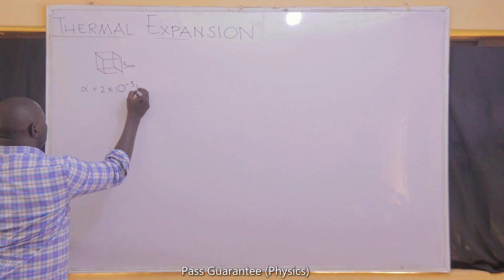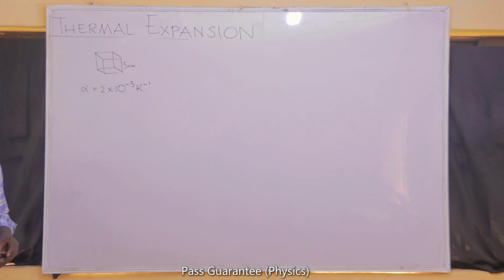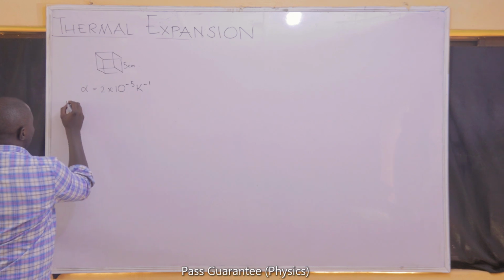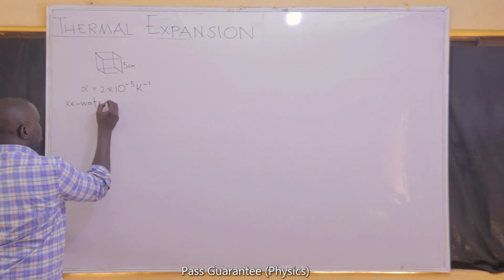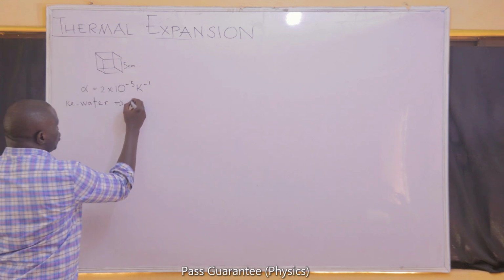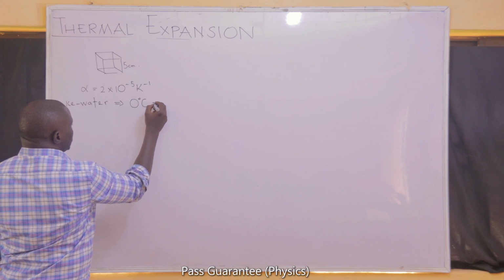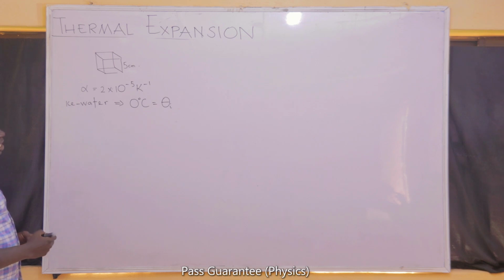We are also told that this cube has been moved from an ice water mixture to boiling water. We expect an ice water mixture to be at a temperature where ice changes to water or water changes to ice. That would be 0 degrees Celsius. So we take that 0 as the initial temperature.